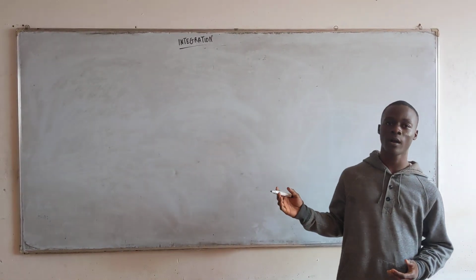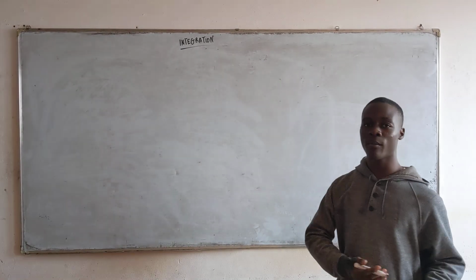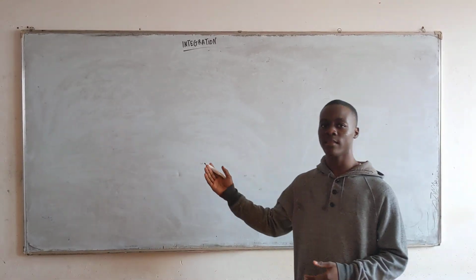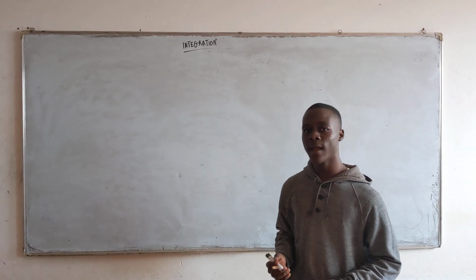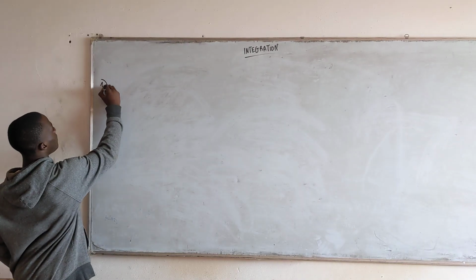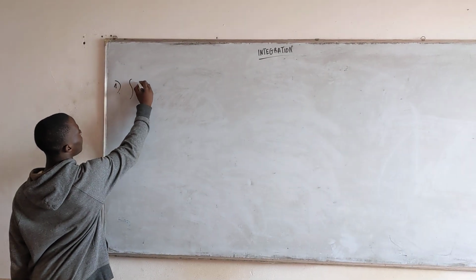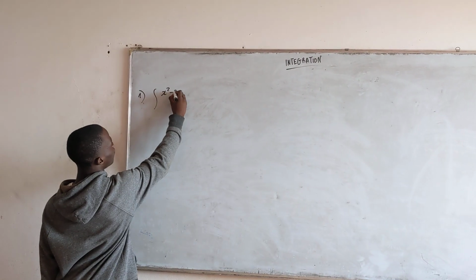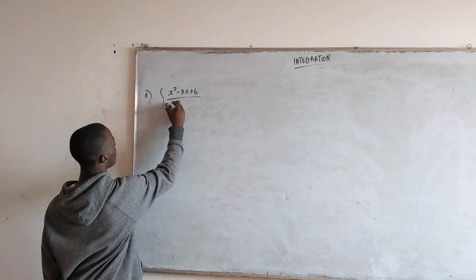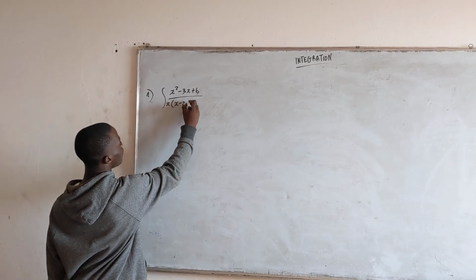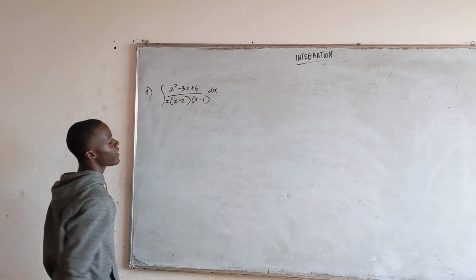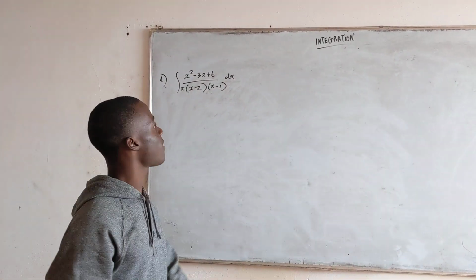Here we're still going to discuss integration. And here we are going to solve a particular exercise under integration by partial fraction. Okay, as you can see, let us consider this exercise. The integral of x squared minus 2x plus 6 divided by x into (x minus 2)(x minus 1) dx. Okay, consider this exercise.